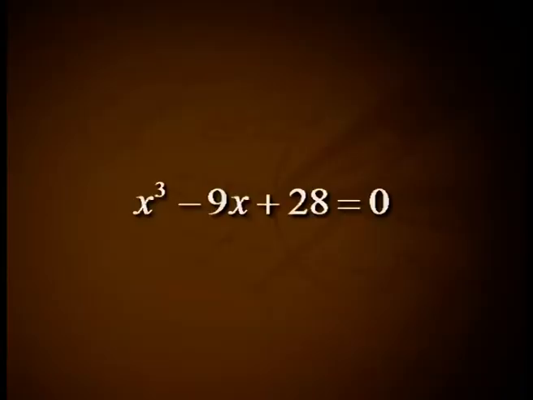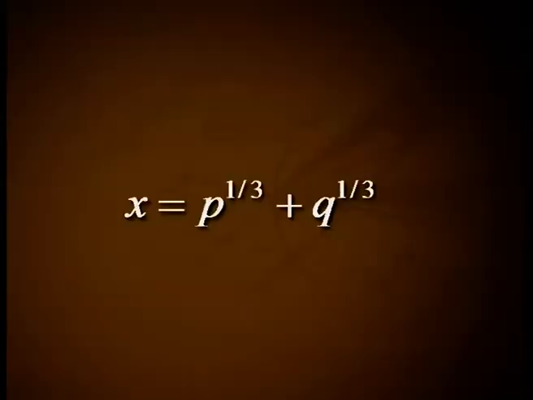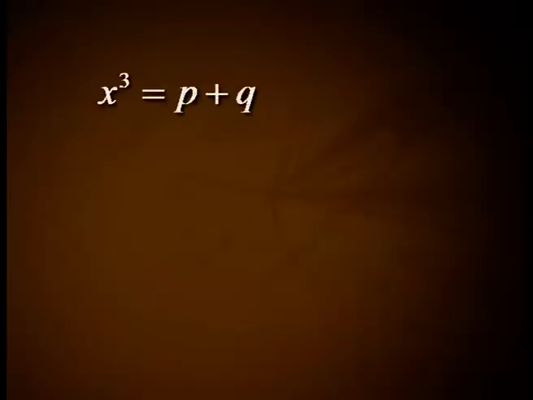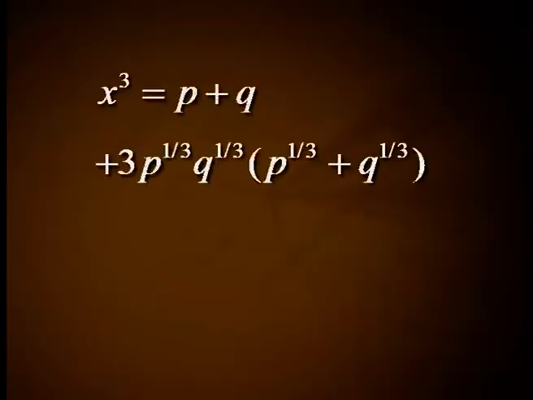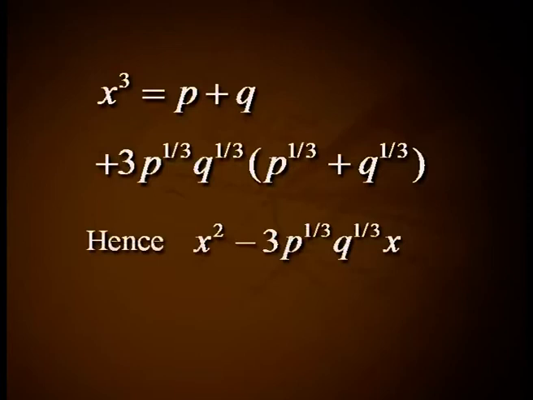Example 3. Solve the cubic x³ − 9x + 28 = 0 by Cardan's method. Solution. Let x = p^(1/3) + q^(1/3) be a solution. Then x³ = p + q + 3p^(1/3)q^(1/3)(p^(1/3) + q^(1/3)). Hence, x³ − 3p^(1/3)q^(1/3)x − (p + q) = 0.